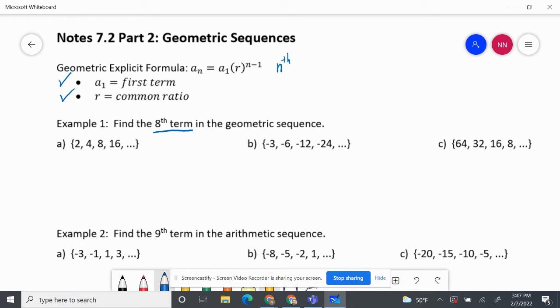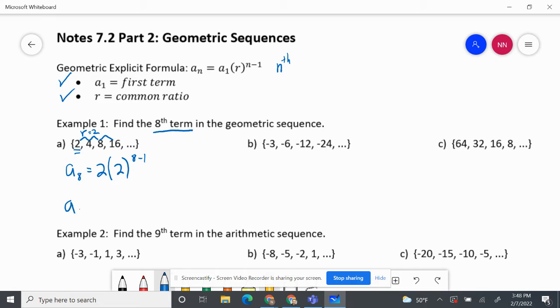So when we're finding the 8th term, we're going to go a sub 8 equals, our first term is 2, and what we have to do is figure out how it jumps from 2 to 4, 4 to 8, 8 to 16. And so it's multiplying by 2, so that's our common ratio. And then we put to the 8 minus 1.